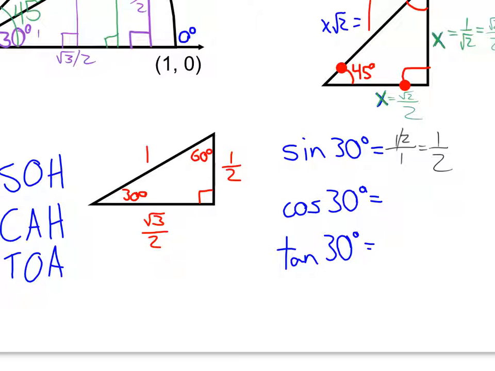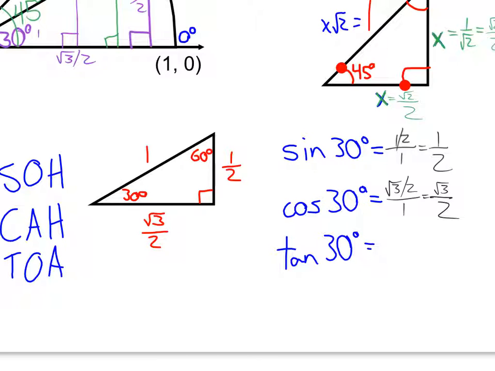Cosine of 30 degrees. Cosine equals the adjacent side. Adjacent means touching or right next to. So adjacent is root 3 over 2, over the hypotenuse 1. That's root 3 over 2. Let me write it this way. And then tangent. That's what the TOA helps us find.